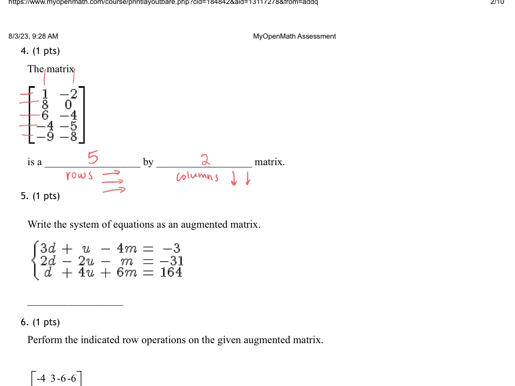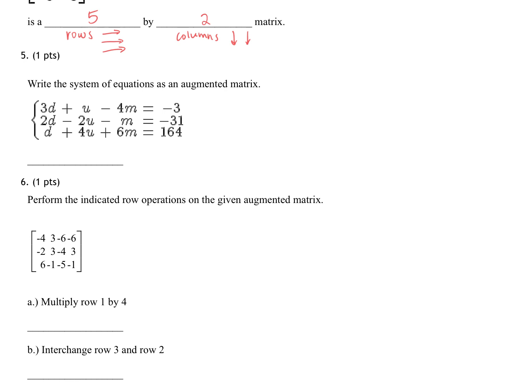Number 5, write the system of equations as an augmented matrix. So this is just writing the augmented matrix. So remember that each equation gets a row, and each variable gets a column. So you want to make sure that all of your variables are lined up. So you can see that D is first, U is second, M is third, and then your answer is last. So those are all lined up together. So we're ready to go ahead and write the augmented matrix.